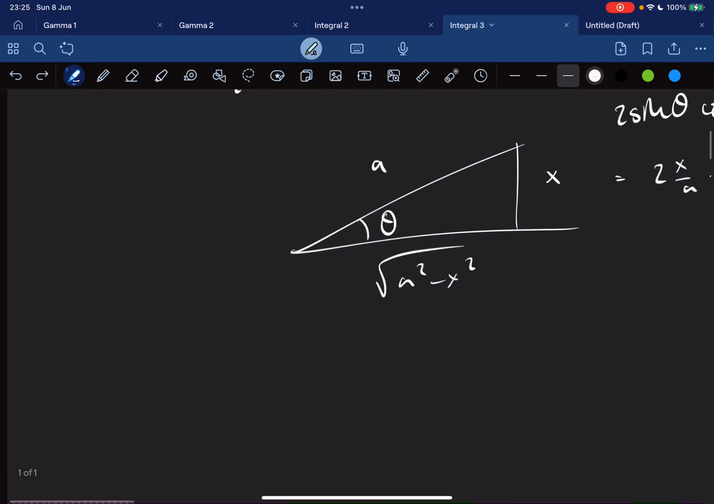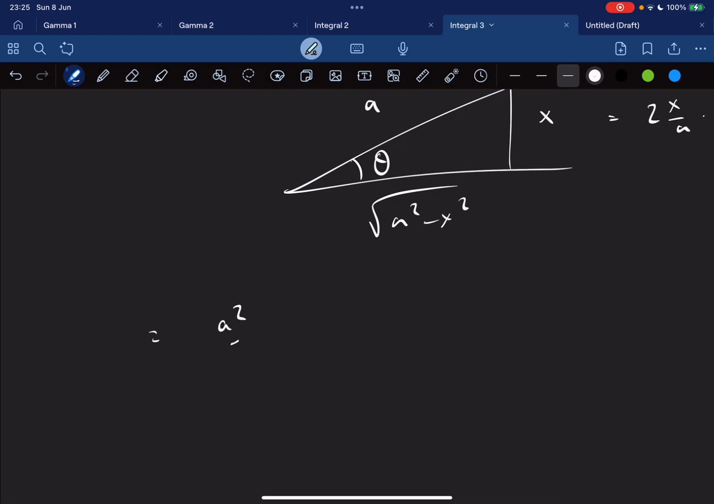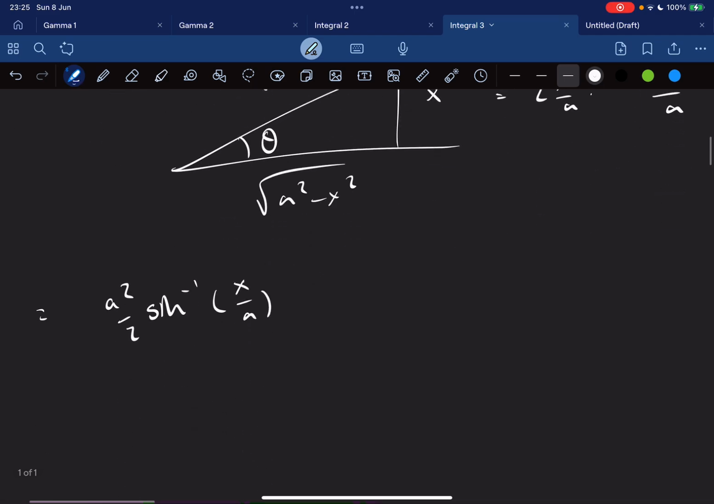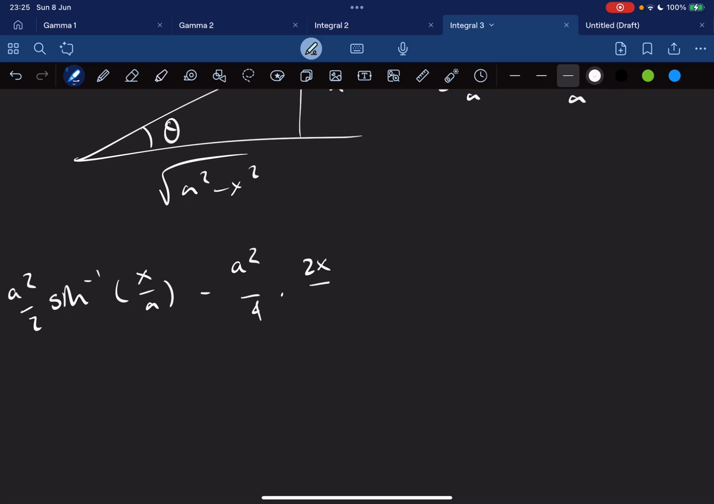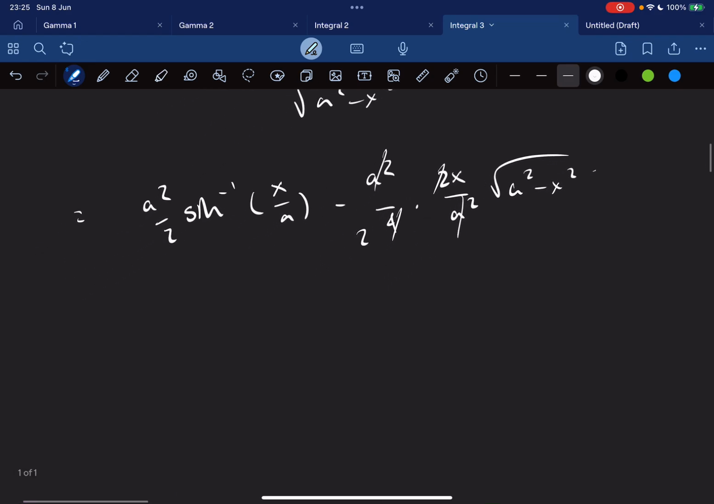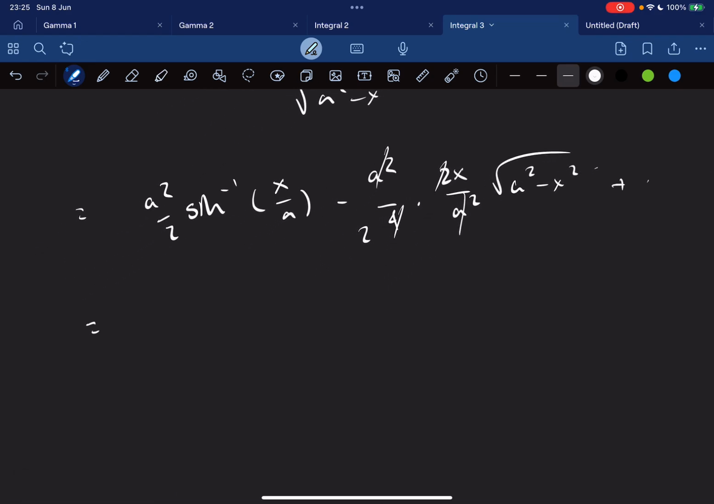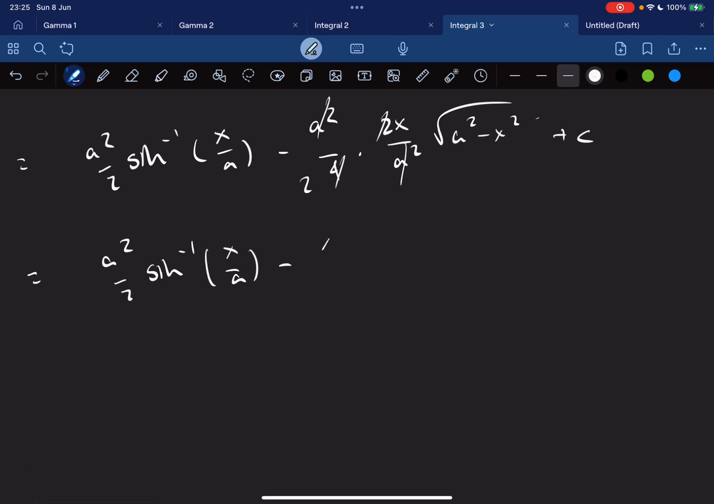So we can go ahead and say that our integral then is a squared over 2 inverse sine of x by a, minus a squared over 4. We're going to multiply by 2x over a squared times the square root of a squared minus x squared. A squared and a squared cancel. 2 and that 4 cancel down to 2. So we end up with a squared over 2 inverse sine of x by a, minus x over 2 square root of a squared minus x squared plus c. And that is our final answer.